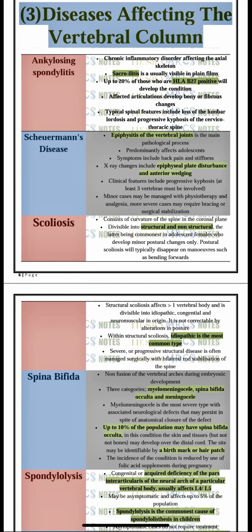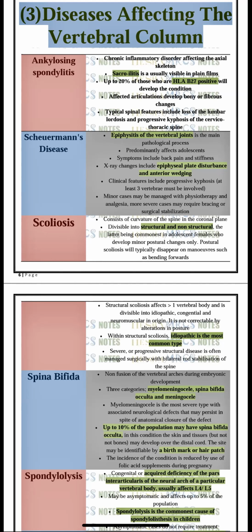Then scoliosis and kyphosis. Scoliosis is lateral angulation of the vertebral column. Kyphosis is forward angulation of the vertebral column. Curvature lateral of the vertebral column is called scoliosis. This scoliosis is either structural or non-structural.